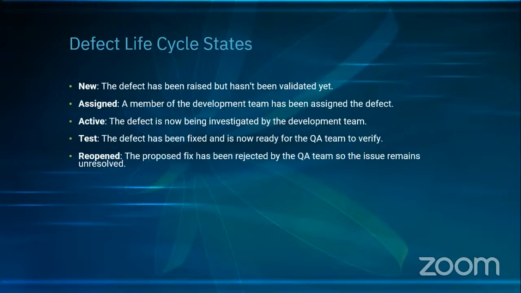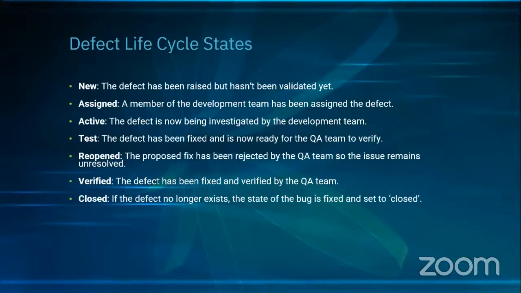Now there is reopened. As QA, we have rejected the fix. There's still an issue. Please, can you refix it? They will go into it. When you reopen a defect, please ensure you put relevant screenshots and an explanation of the reason why you're reopening it. The next state is verified. The defect has been verified and fixed by the QA. Then the next thing is that you close it, so it no longer exists.